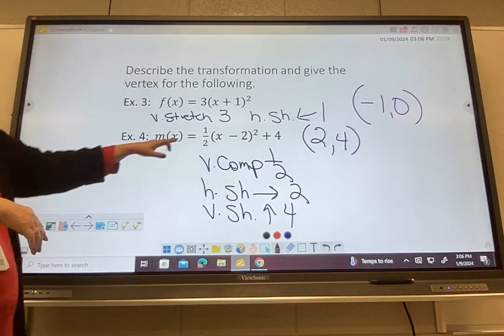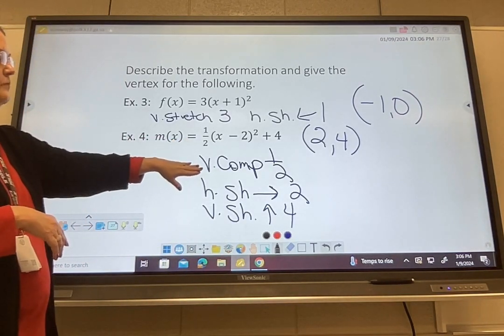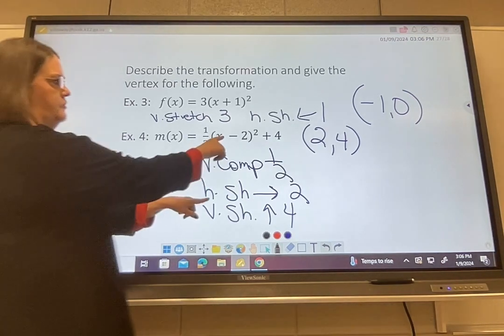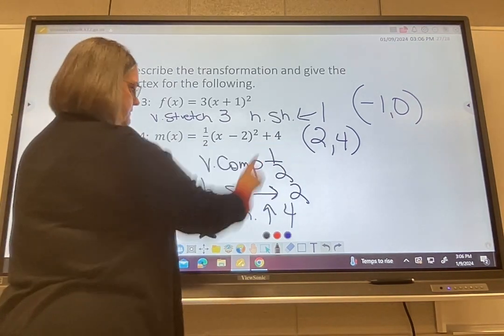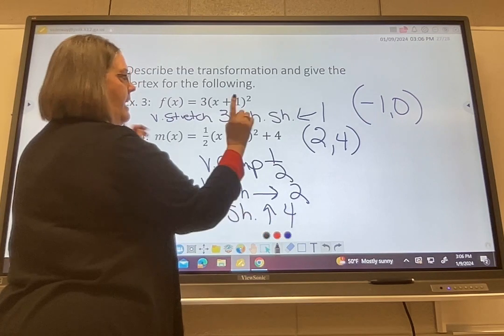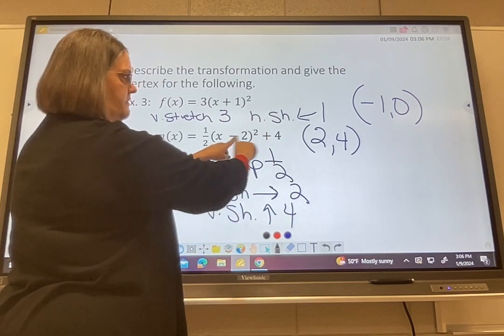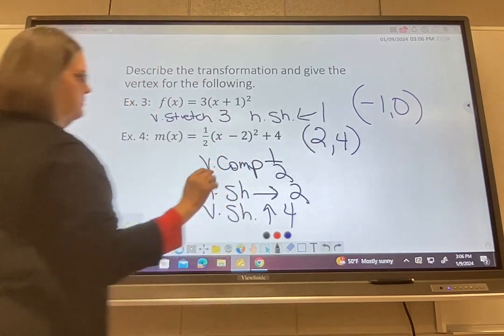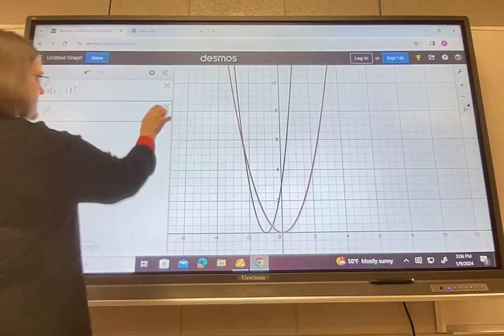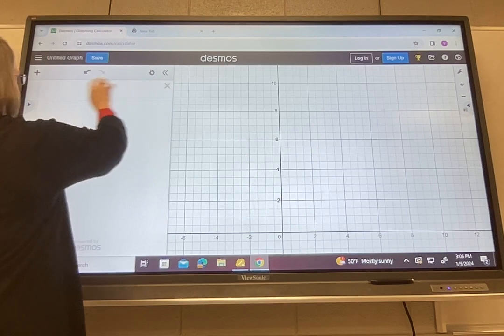All right, this one here is going to be a vertical compression of 1/2, a horizontal shift right of 2, and a vertical shift up of 4. And my vertex is, remember, opposite of this because this is a right shift, so it's (2, 4). So let's type that in so you can see that.